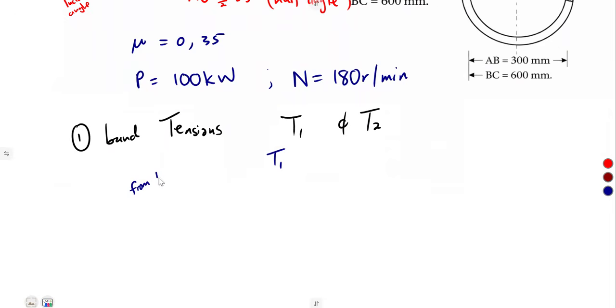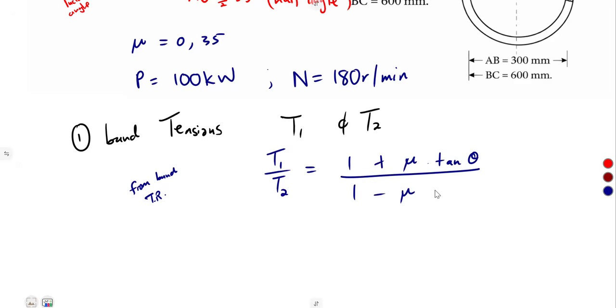So we saw that from band tension ratio, T1 over T2 is equal to what? So we have 1 plus the coefficient of friction times what? The tan of theta. All right. Here we also have the same, just a negative. Then you raise this to the exponent of what? N, the number of blocks.